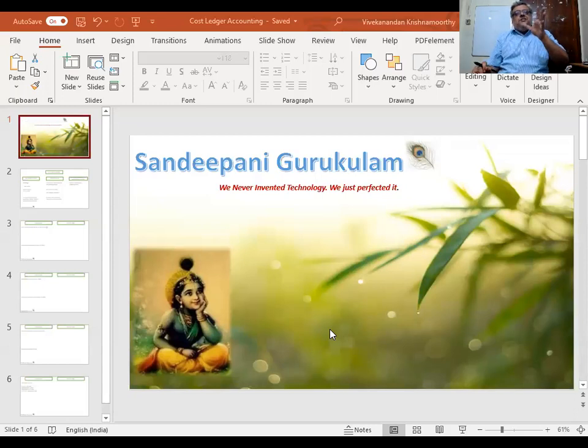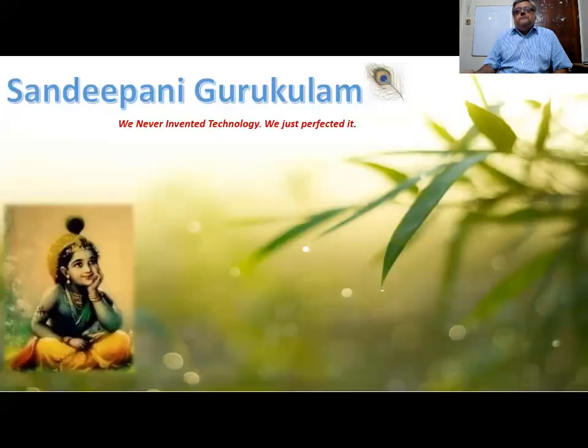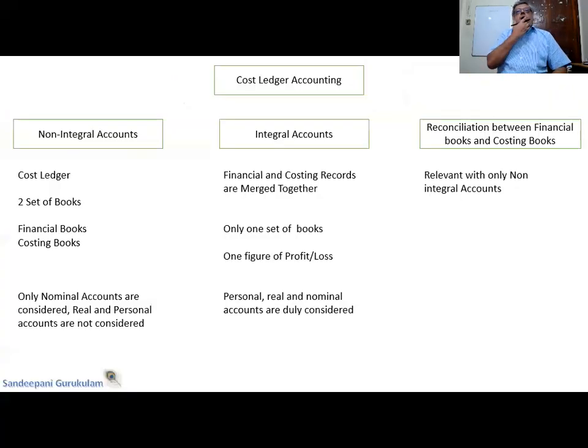This is a very short lecture on cost accounting ledger, which is chapter 7 in your study material. Now let's see in detail. Now, ledger accounting is something which deals with the maintenance of the system.